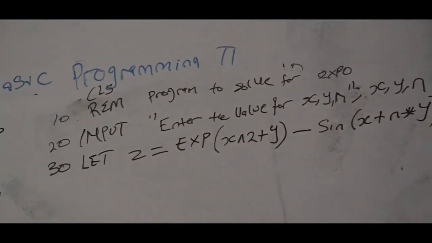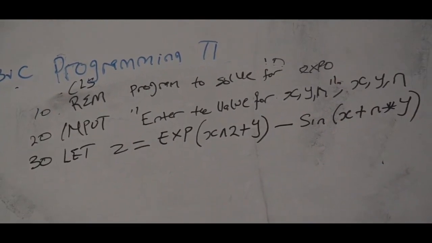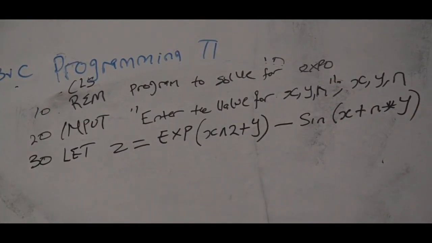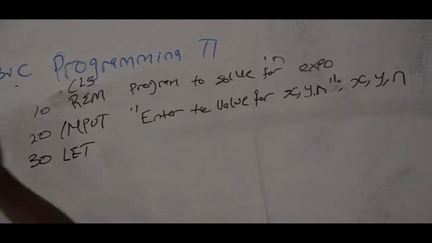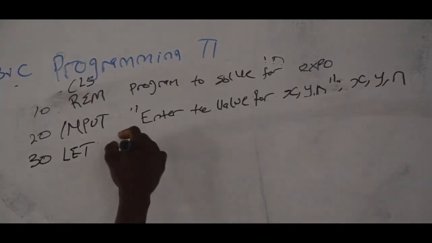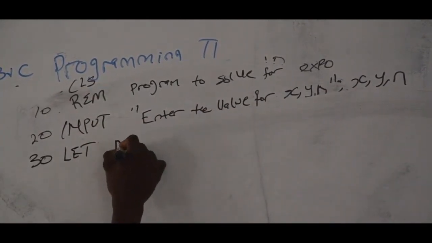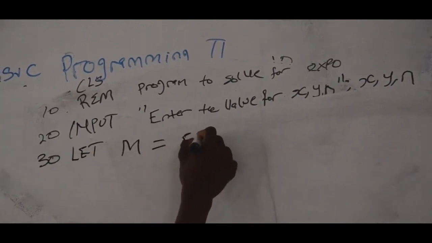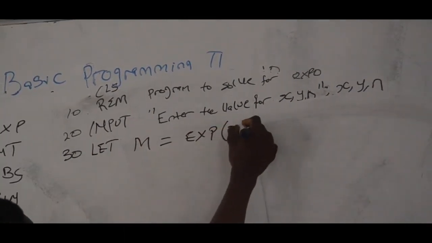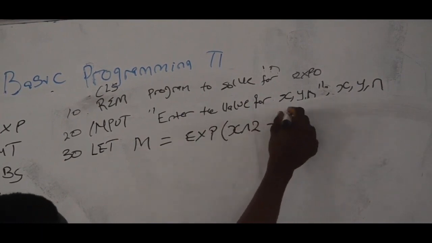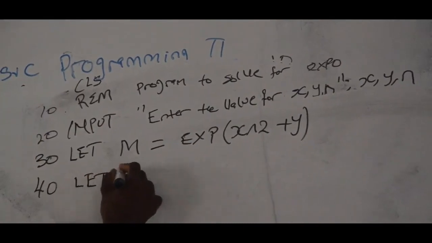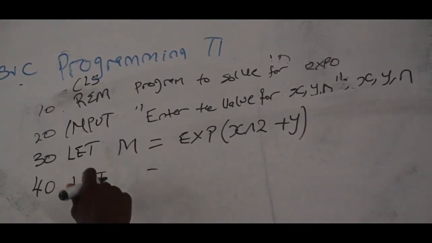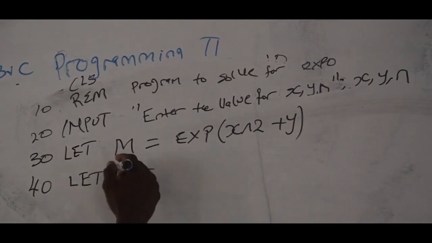You see, let's say I told you to calculate this, it will look a little bit complex. But to make it easier for the compiler, you can still break it. It's possible, you can break it. So in breaking this, you can have something like this. We now say let, probably maybe, m equals exponential open bracket x raised to power 2 plus y, then close brackets. So our line 40 will now be let n, I cannot use n, to make it more, let's use p.